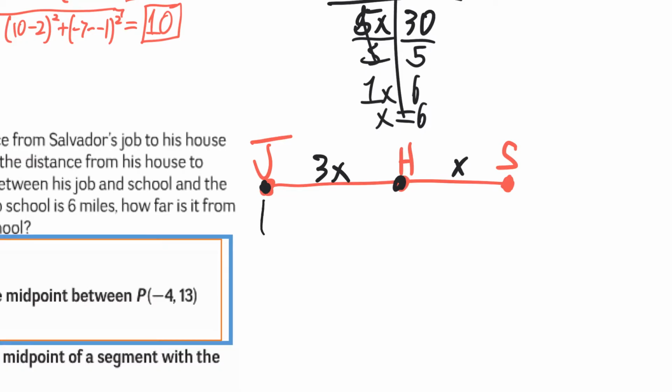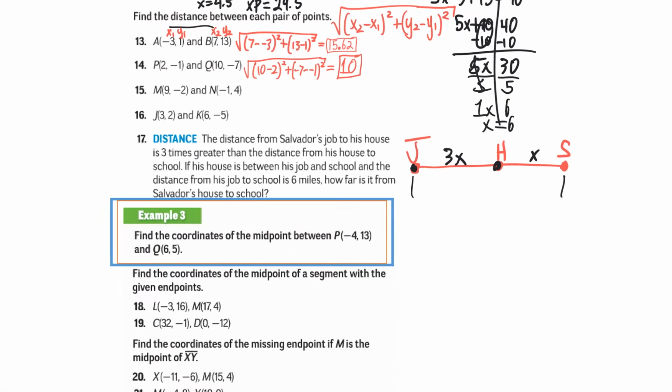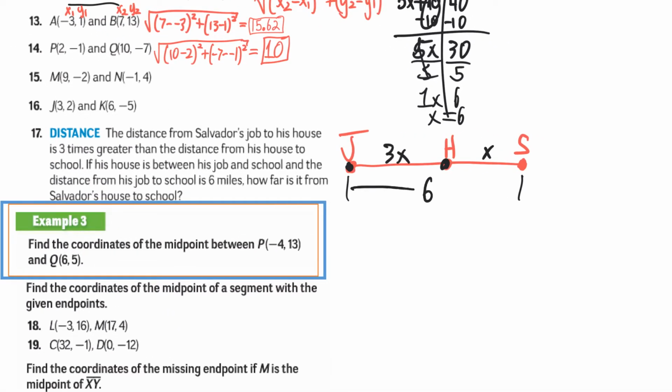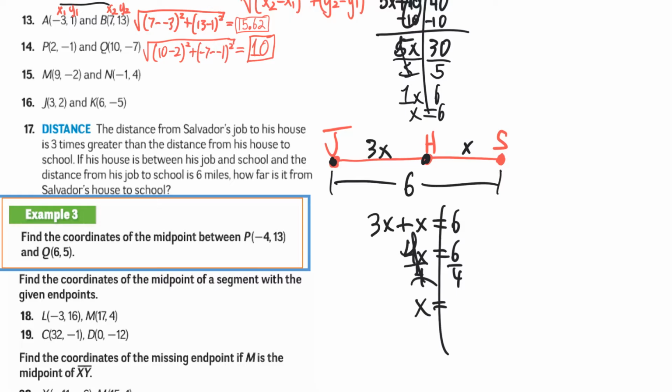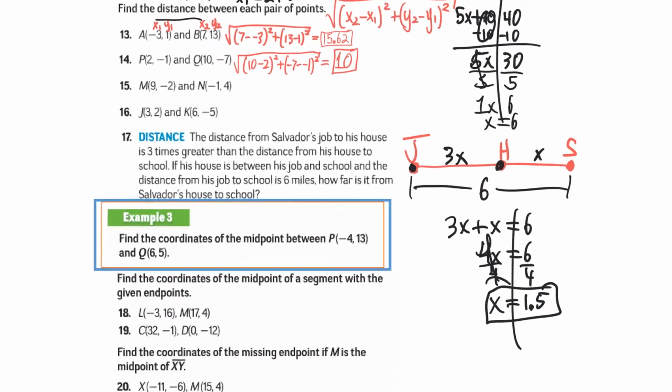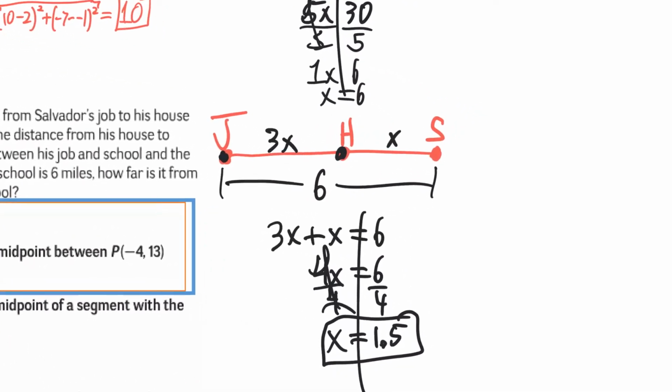And then the total distance from his job to his school is how far? Is 6 miles. Okay? And so then from here it's an easy problem. It's just 3x plus x equals 6. Just doing our segment addition. So 3x plus x equals 6, which means 4x equals 6, divided by 4. And x equals what? Equals 1.5.